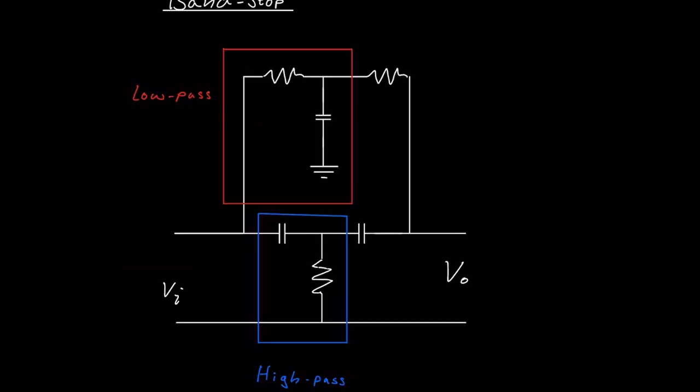As you see, the band stop filter is a little bit more complicated, but it's basically a low pass filter in parallel with a high pass filter. And we also have some other components here as well.